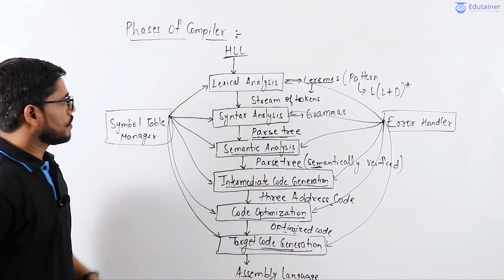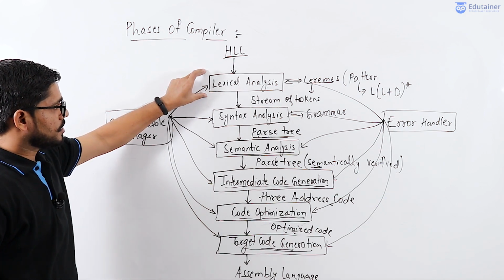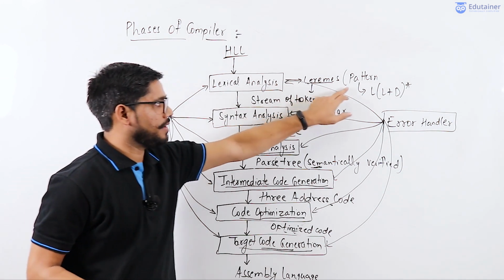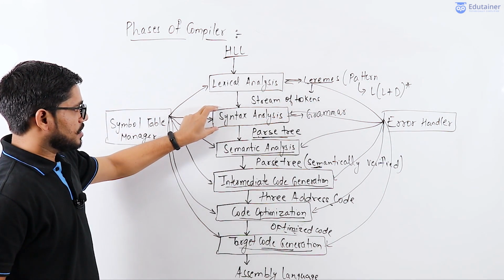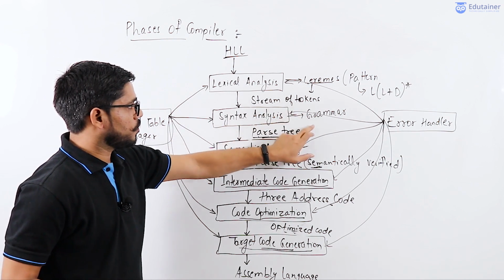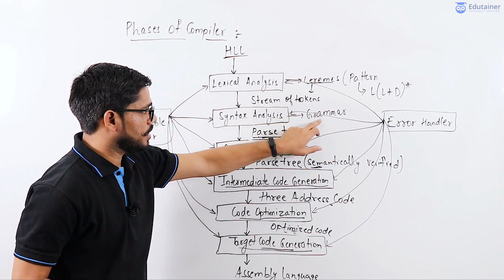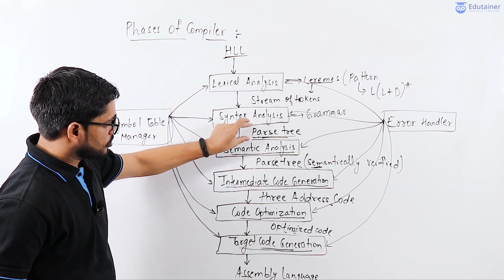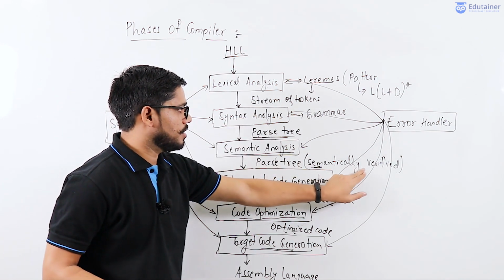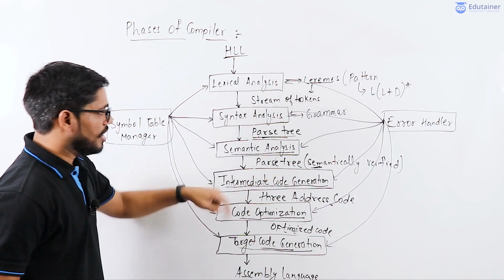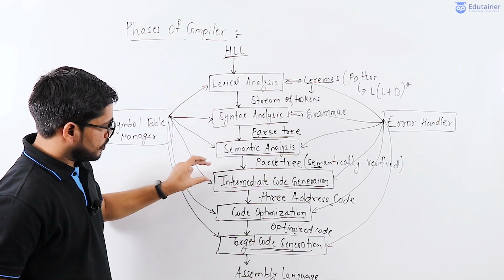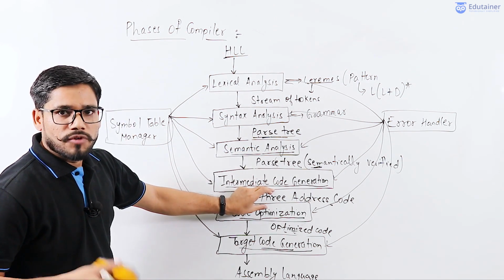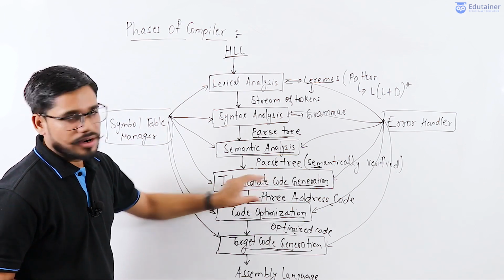Okay, so lexical analysis is the first phase. It converts lexemes into a stream of tokens by using pattern. Syntax analysis is the second phase. It converts the stream of tokens into parse tree by using grammar. Then semantic analysis is the third phase. It converts the parse tree to a semantically verified parse tree or meaningfully verified parse tree. Then intermediate code generation takes the parse tree and converts it into one of its representations, let's say 3 address code.